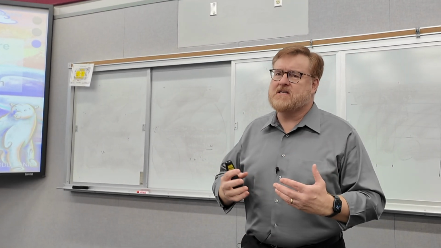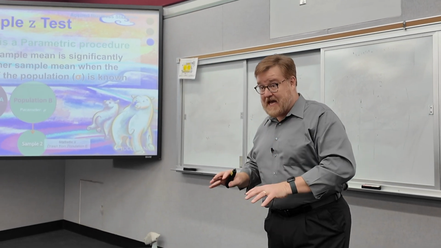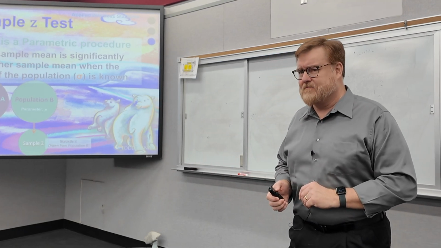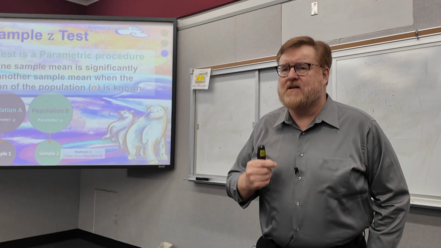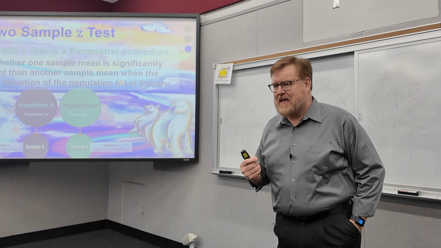So parametric statistics involve drawing from a population, learning something about a sample, and then extrapolating back to that population from which the sample was drawn. So in our two-sample z-test, we're going to compare whether one mean is statistically significantly different than another sample mean when the standard deviation of the population is known. So I have one sample drawn from a population, it has a mean. I have a second sample drawn from a population, it also has a mean.